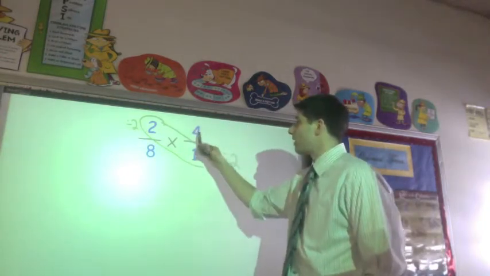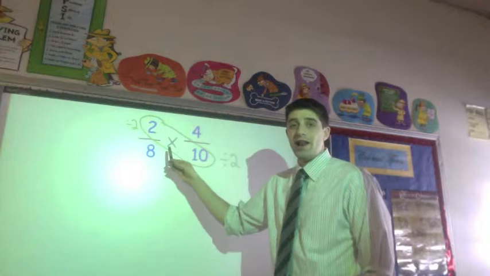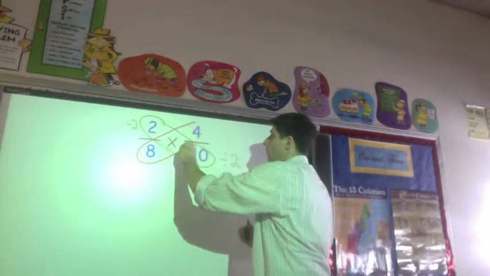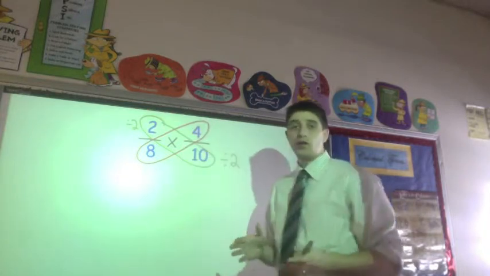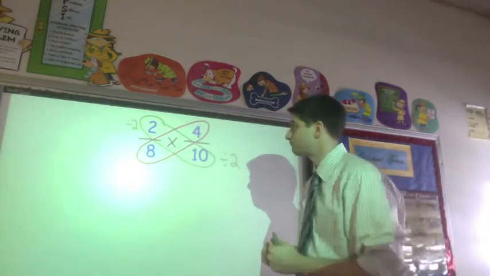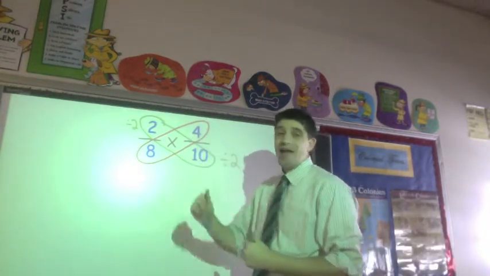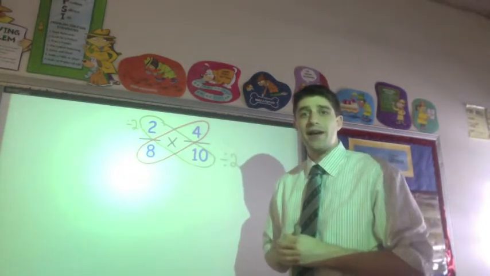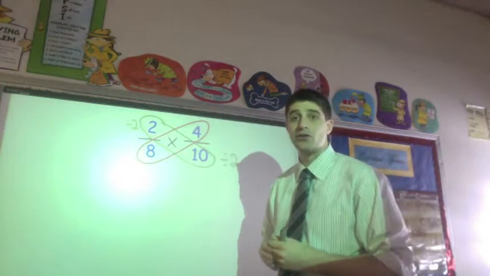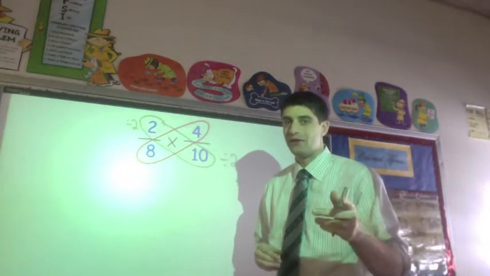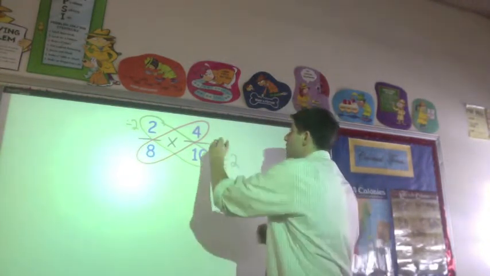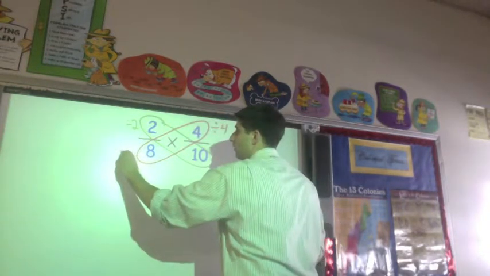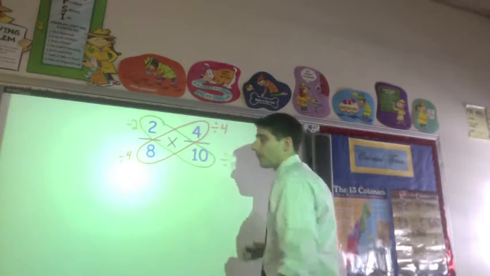I'm now going to look at my 4 and my 8. Again, I'm looking at my diagonals. I'm going to circle them so I know that they belong together. I take a look at 4 and I take a look at 8, and I say, what is the greatest common factor of 4 and 8? And if you said 4, you're right again. So I'm just going to write divide 4 and divide 4.